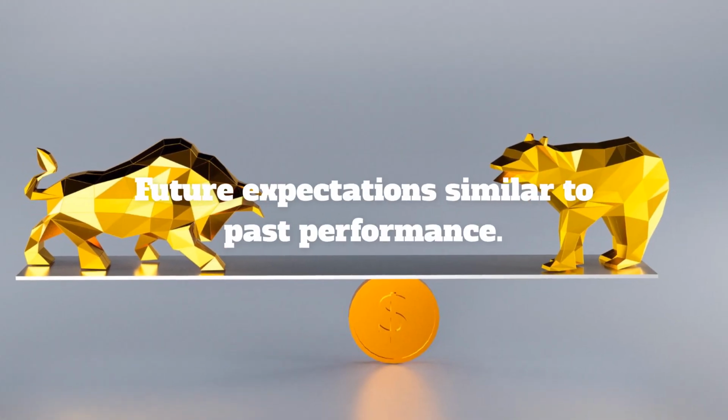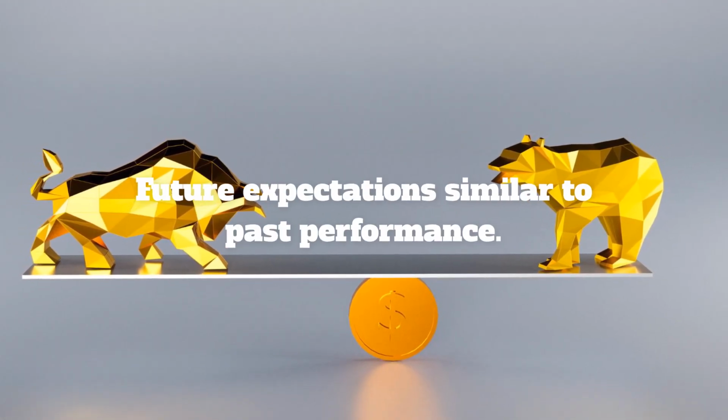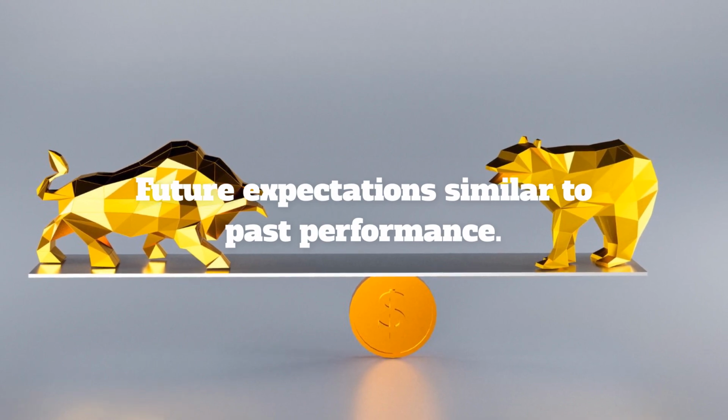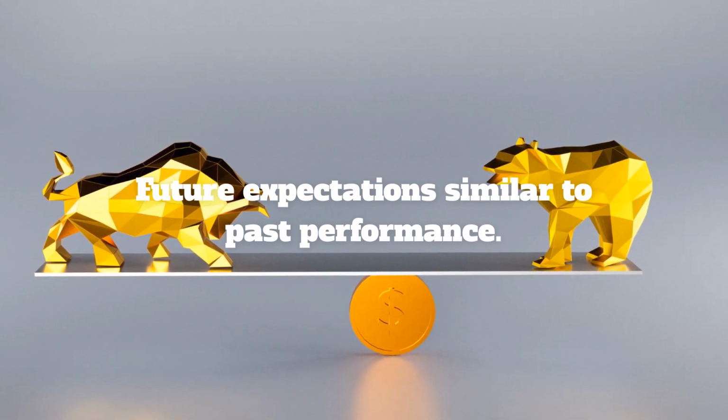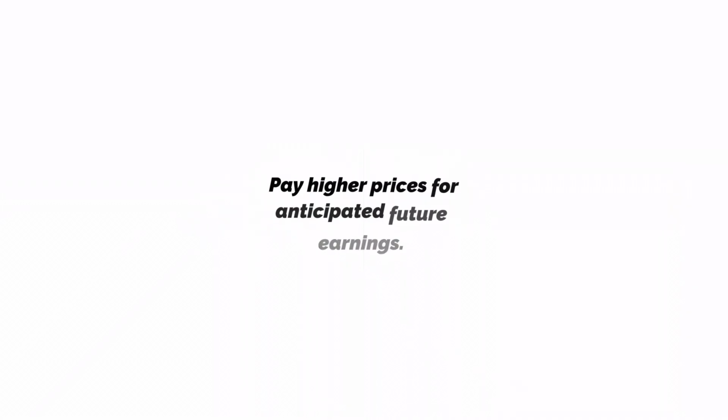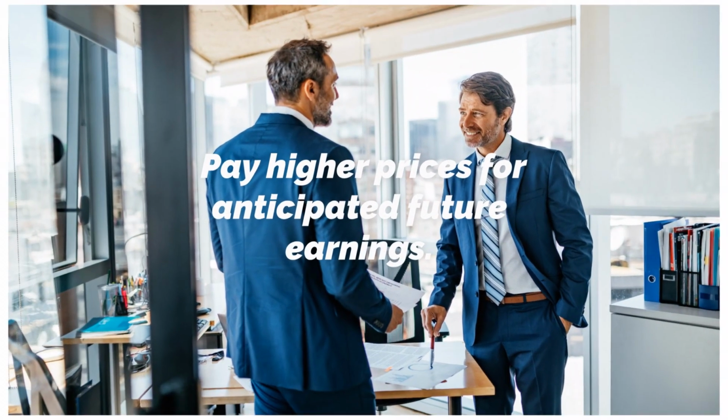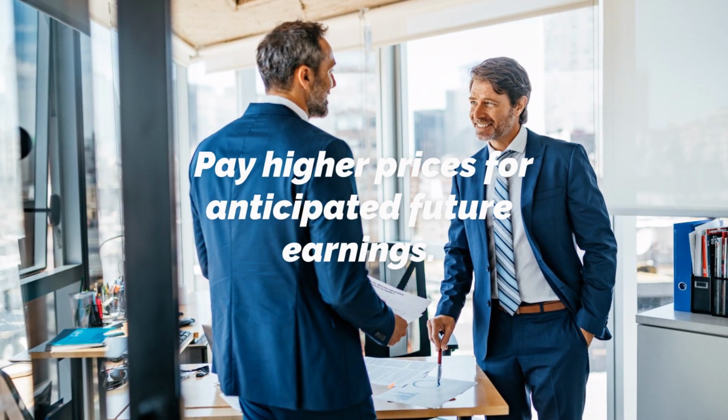Value investors like Graham preferred stocks with stable earnings histories and future expectations similar to past performance. In contrast, growth investors are more willing to pay higher prices for anticipated future earnings.